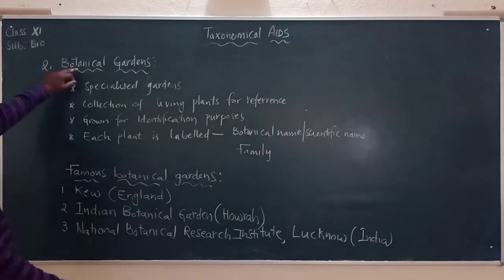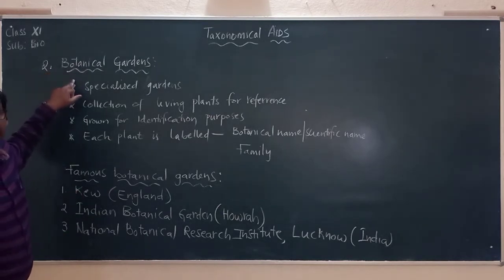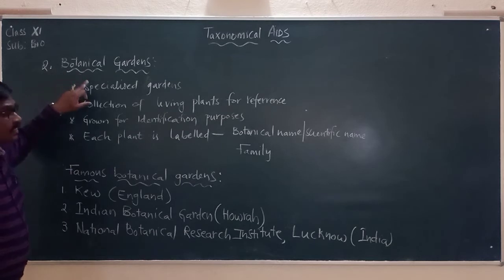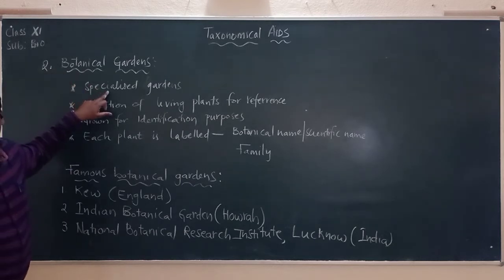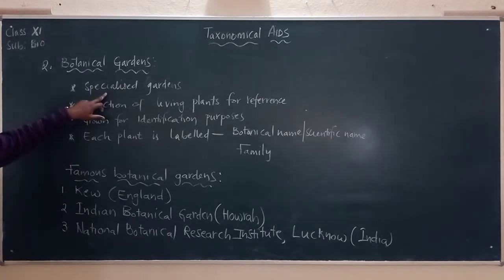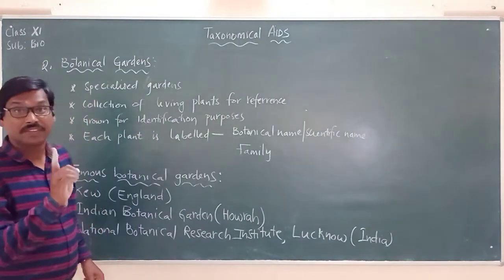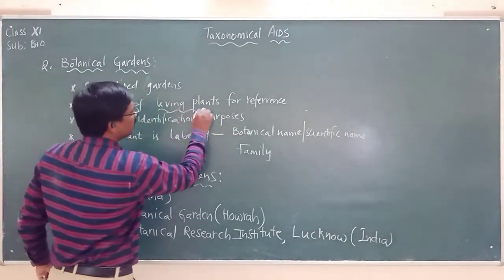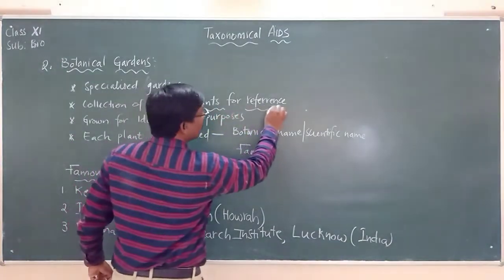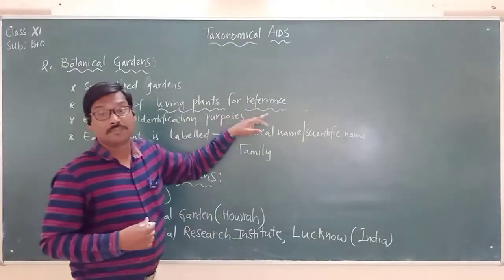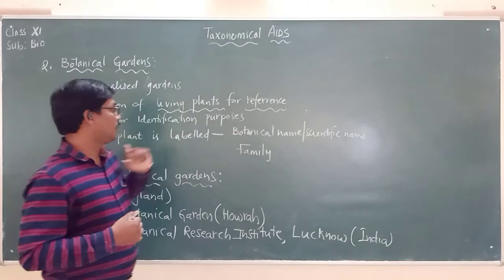The next one is botanical gardens. Botanical gardens are specialized gardens which consist of a collection of living plants for reference. Please remember, living plants for reference means very rare plants will also be there for reference.